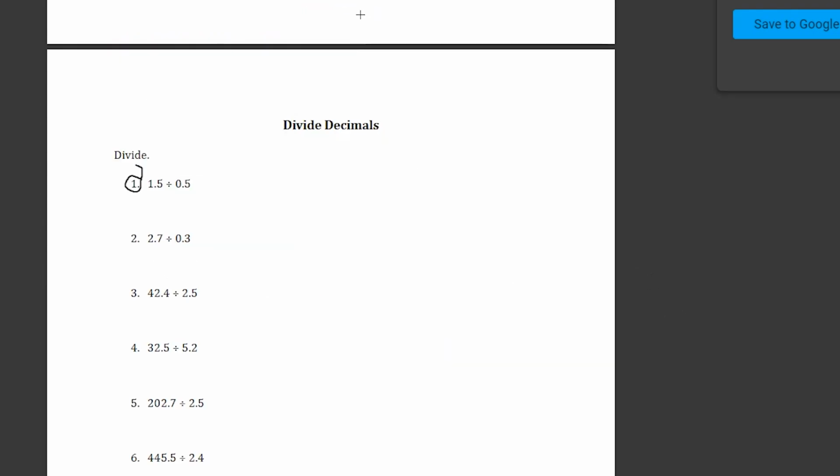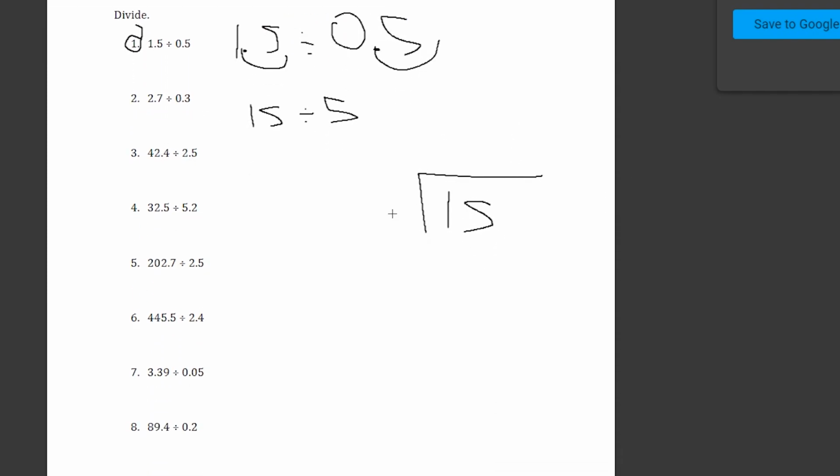On this page, we're going to be dividing decimals. And number one, we have 1.5 divided by 0.5. So what I'm going to do is move the decimal to the right once on each number. So now that's going to give us 15 divided by 5, which is pretty easy to do compared to this. So now we can do 15 divided by 5, which gives us 3. We're going to double check this by doing 3 times 5, and this does give us 15. So that's how we know for number 1 that our answer is 3.